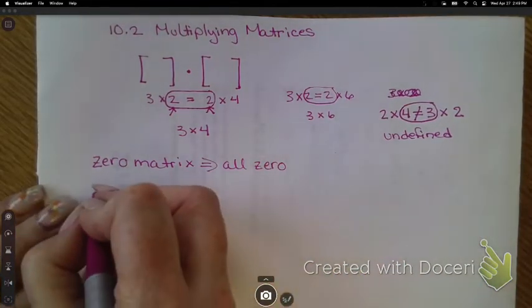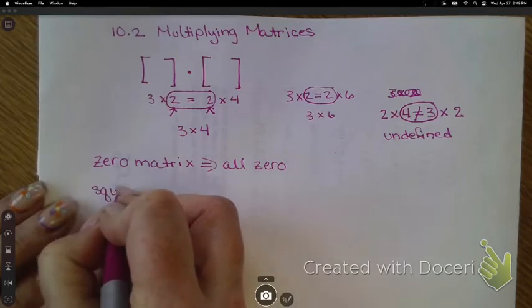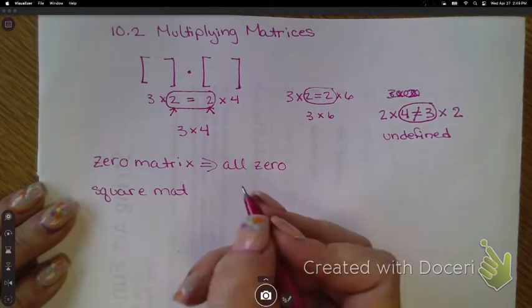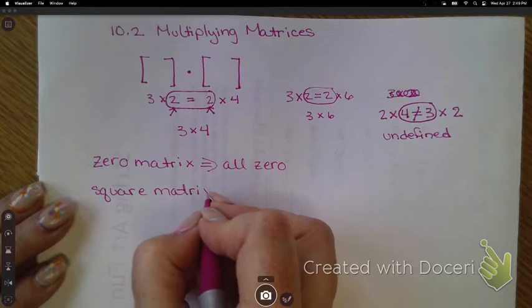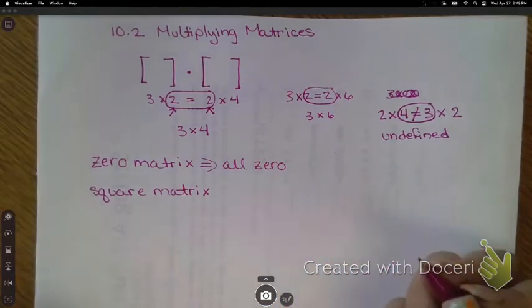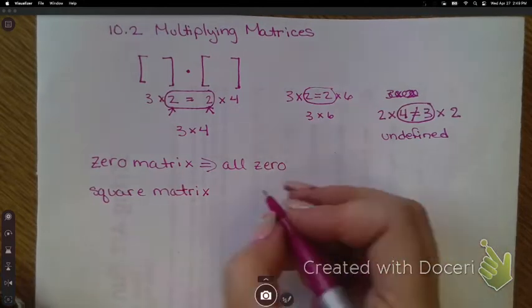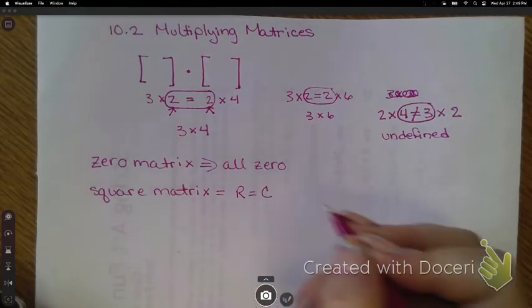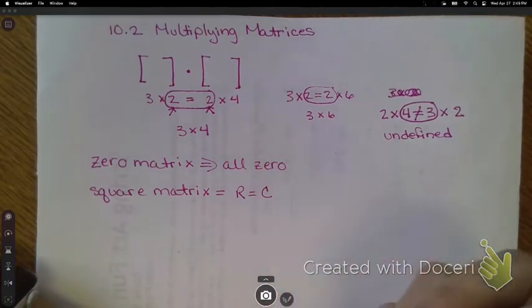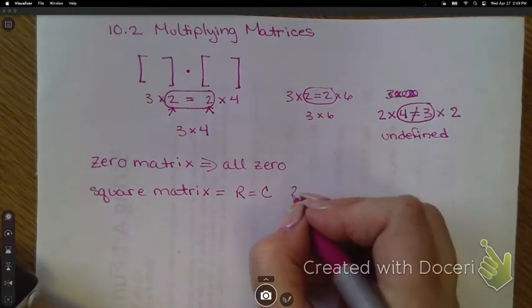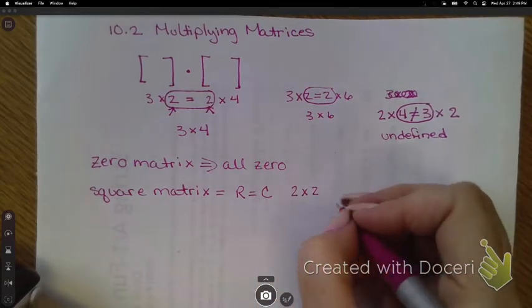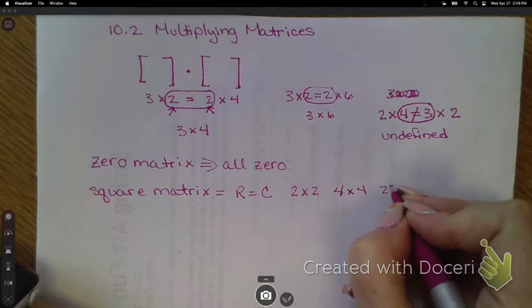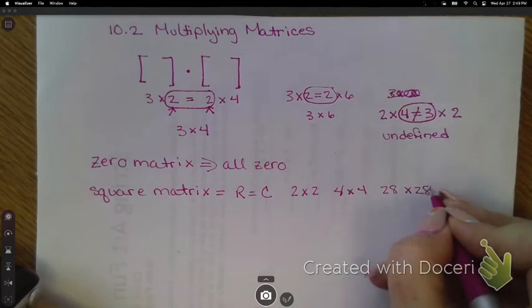So what do you think a square matrix is? All square roots? No. Close. All squares? No. It has to do with its dimensions. It's square. So in a square matrix, the rows equal the columns. So R is rows, C is columns, right? So a 2 by 2, or a 4 by 4, or a 28 by 28. That is a square matrix.